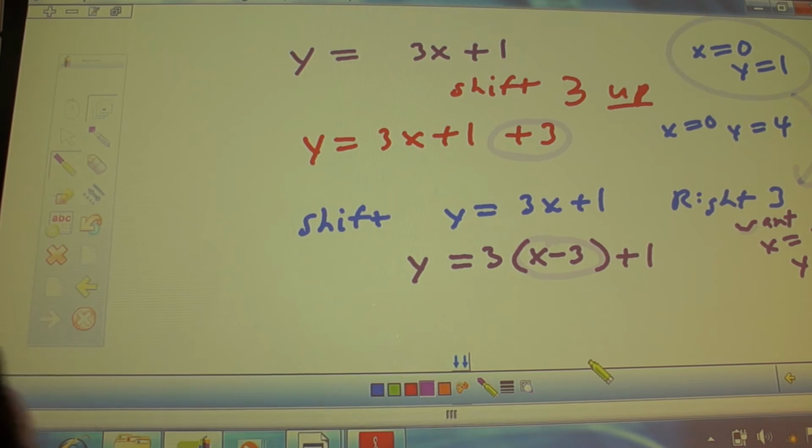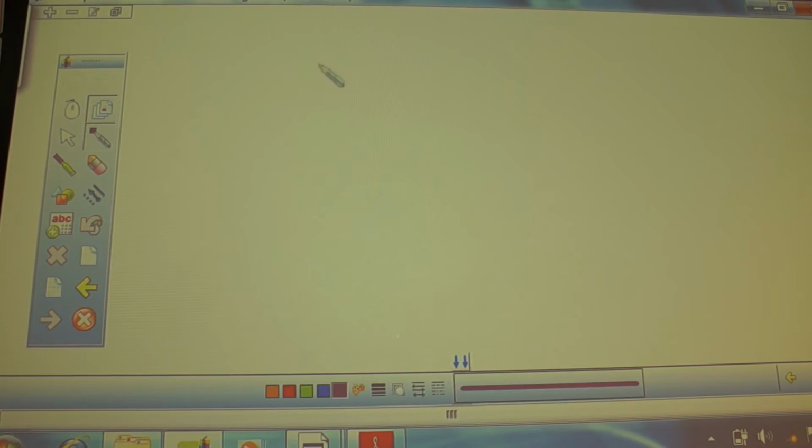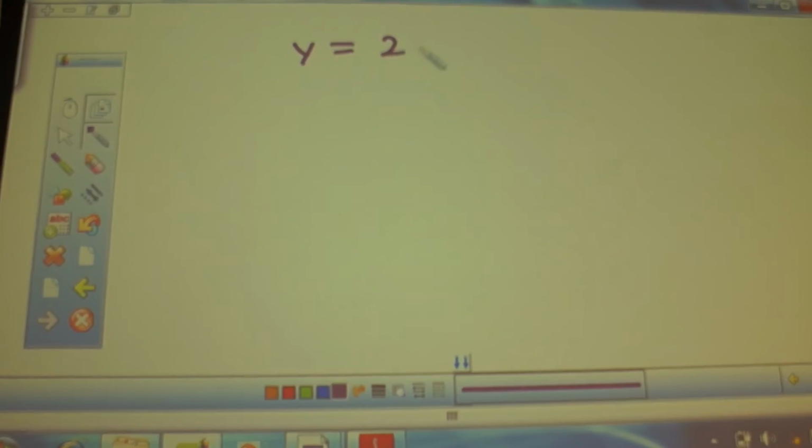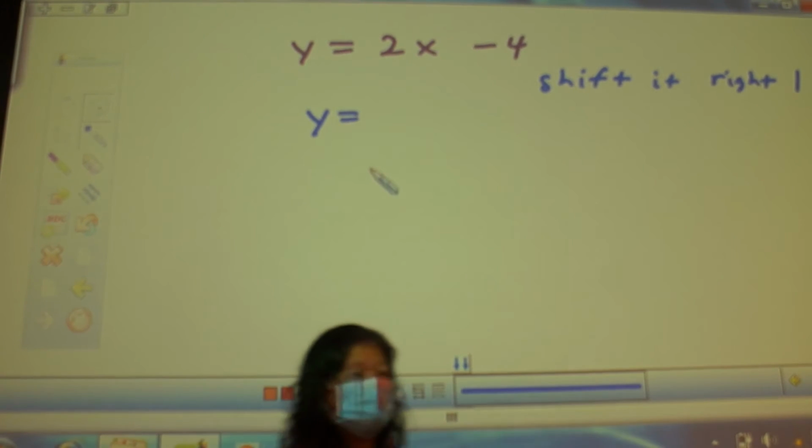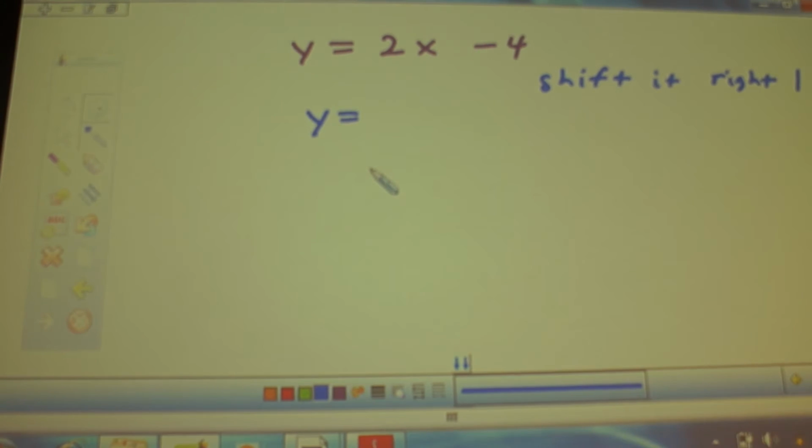So let's have you guys do a practice one. I have y equals 2x minus 4. I want you guys to all shift it right 1. So give me the new equation. For now, you don't have to simplify it, just write in what it should be.